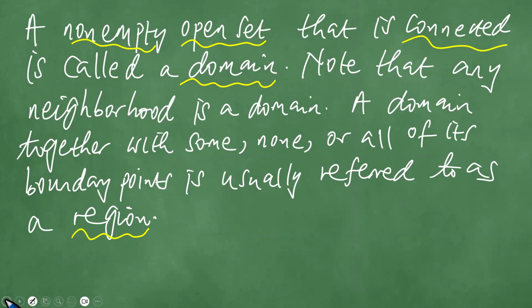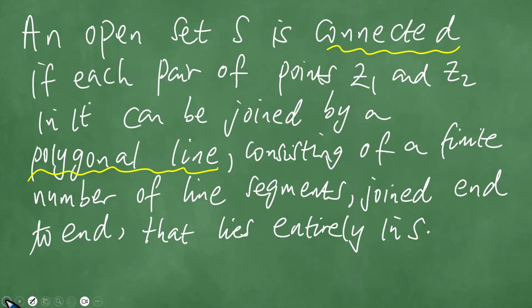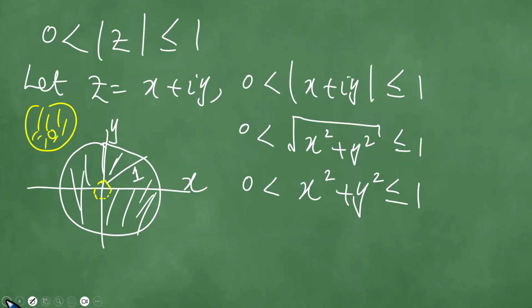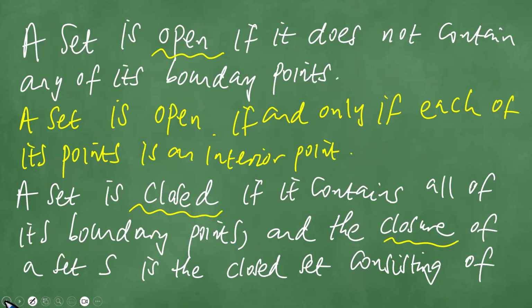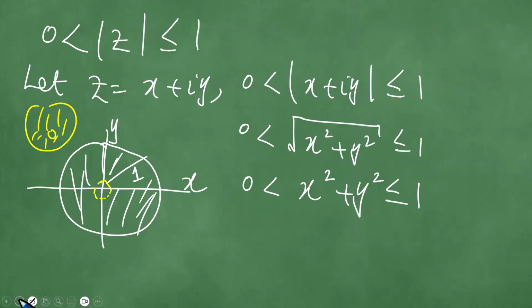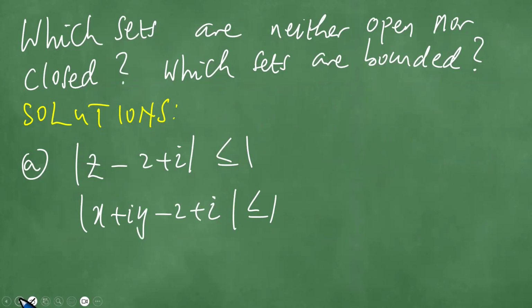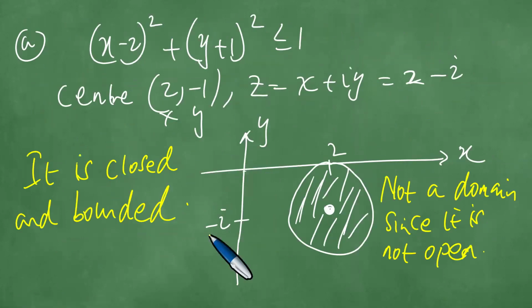And now we also have had a chance to discuss the notion of a closed set. What is a closed set? A set is closed if it contains all of its boundary points, and the closure of a set S is the closed set consisting of all points in S together with the boundary of S. So that set there is both closed and bounded, but it is not a domain because domains are open and connected sets. And surely this set here, it is not open.